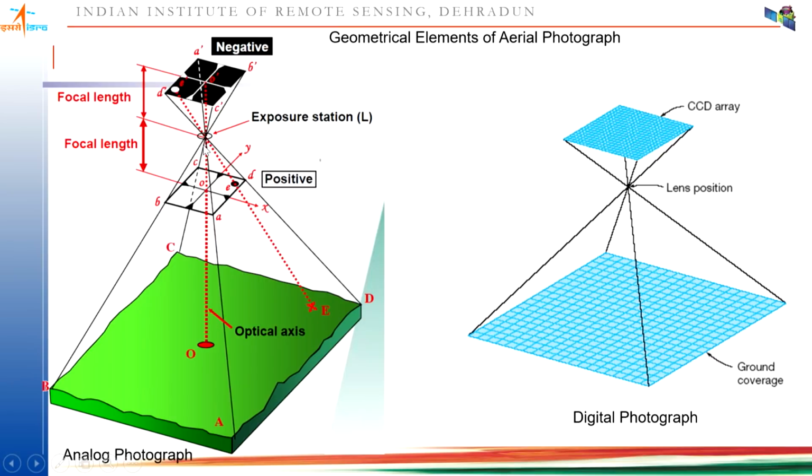The point where the camera optical axis strikes the photograph is called the principal point of the photograph. If you extend the same principal point to the ground, it becomes the ground principal point. So this is the optical axis of the camera. This is a frame type camera. You can also have a CCD array, in which, when we capture a digital photograph, at the back of the lens at the same focal length distance, you have this CCD array.